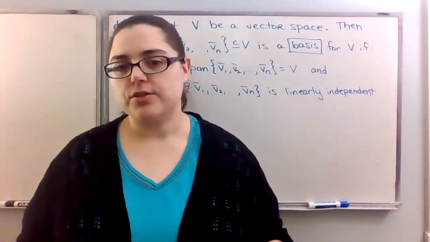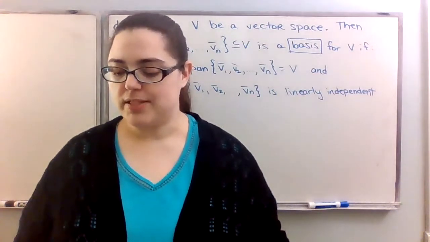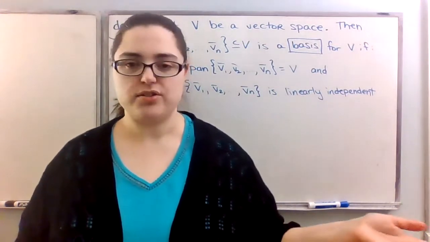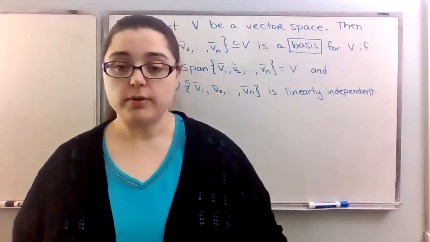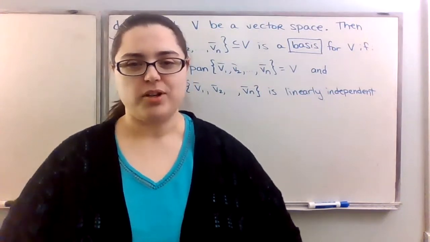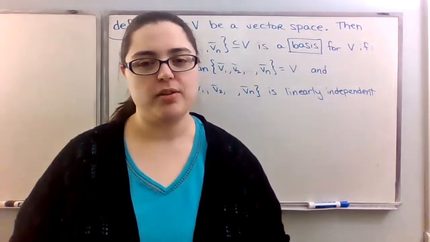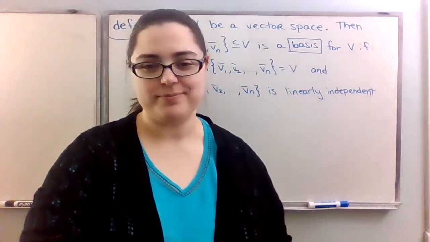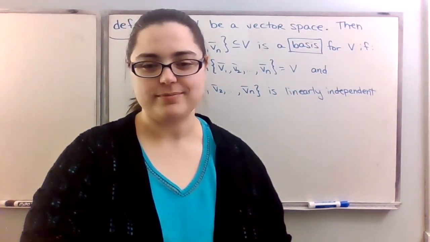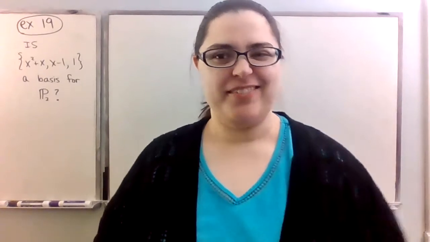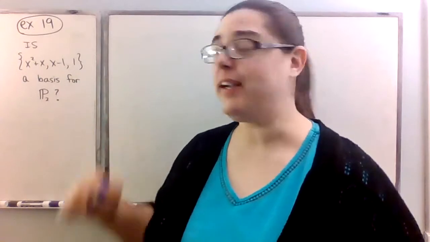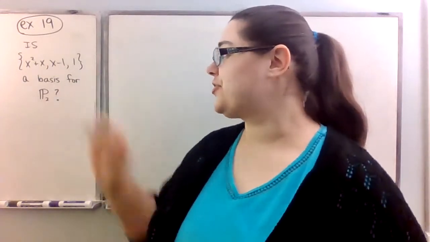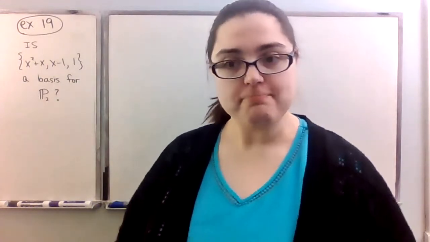So what we're going to do is an example to see if a collection of vectors that I provide for you is a basis for one of the vector spaces we already know and love. So I'm going to erase this definition, write the example on the board, and then we will work through it. All right, here we go. So this is example 19, and it's pretty simply stated, right? Is this collection of vectors a basis for P2?